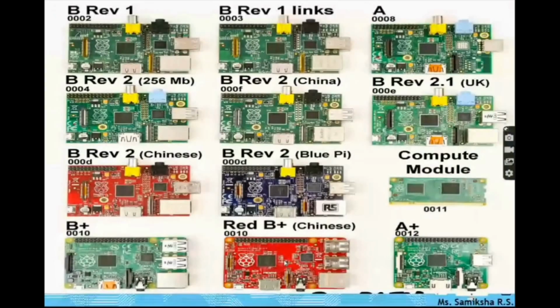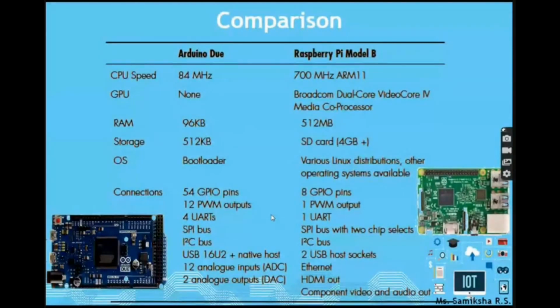So these are different Raspberry Pi boards. Differentiate or compare between Arduino Due and Raspberry Pi. These are the points and these are the specifications. Very clearly we can get an idea and decide which is more powerful, or which is more functional.